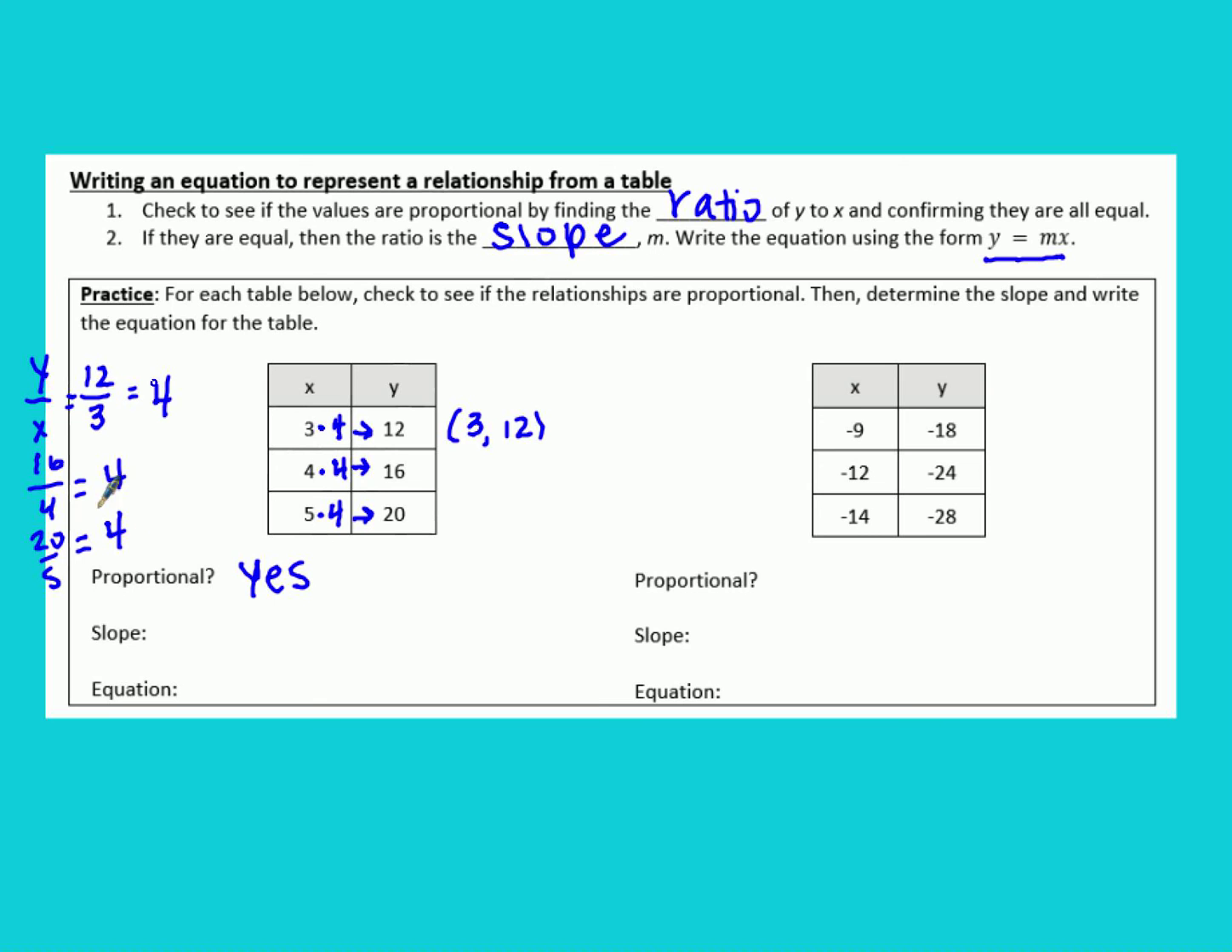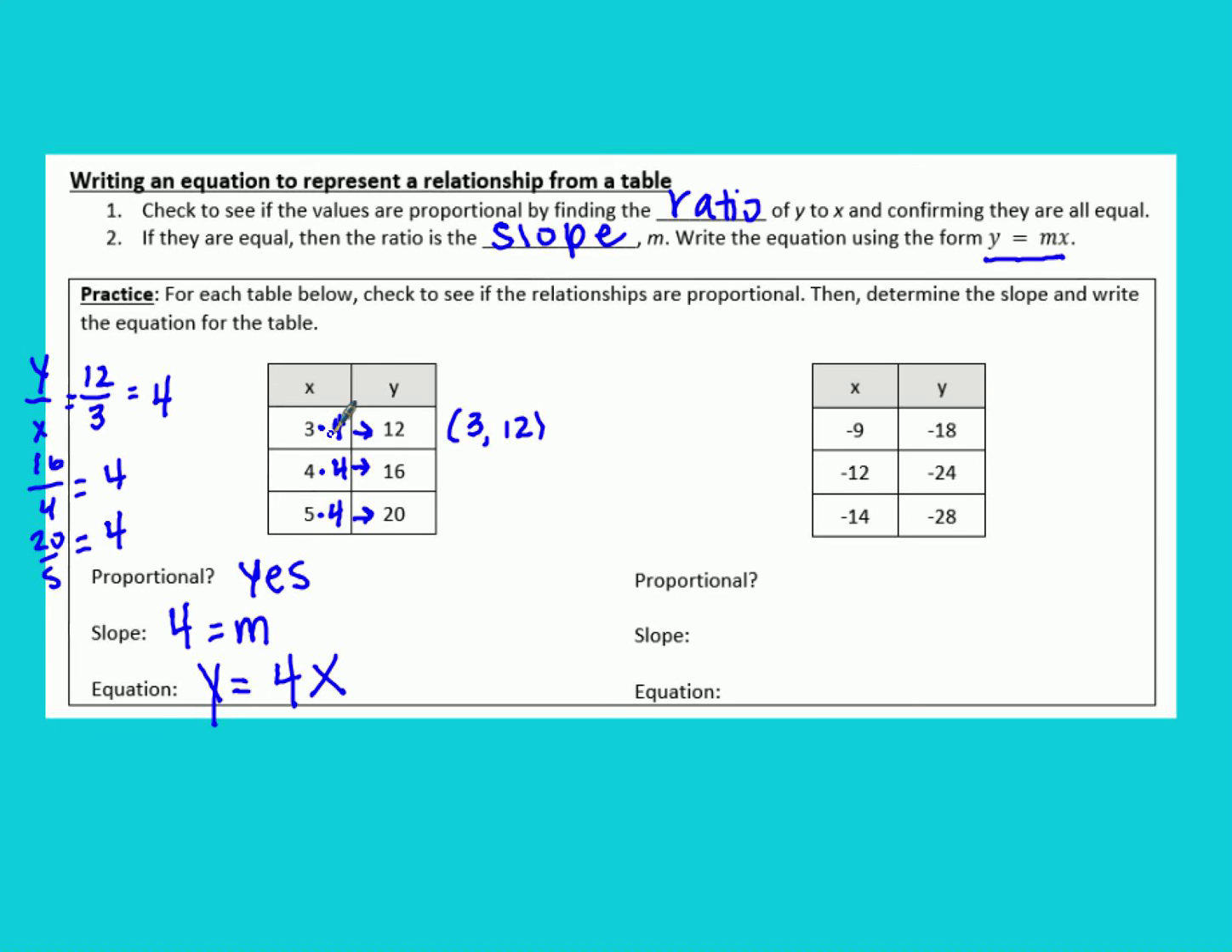So since this was proportional and the ratio of y to x was 4, our slope here is going to be 4. That means that's our m, as we said slope is equal to m. So using this form, y equals mx, we can say y equals 4x.